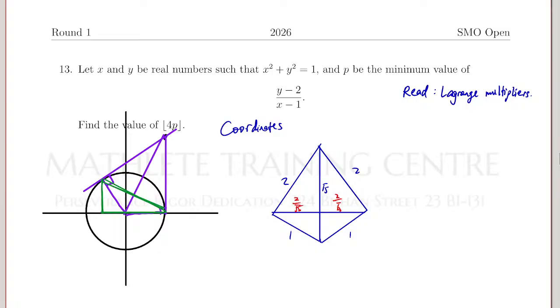2 over square root of 5. So this length in green color will be 4 over square root of 5. And remember that this is also a 1 to 2 to square root of 5 kind of triangle. So when you divide this guy by square root of 5, you can get the vertical length. That's 4 over 5. And this will be 8 over 5.